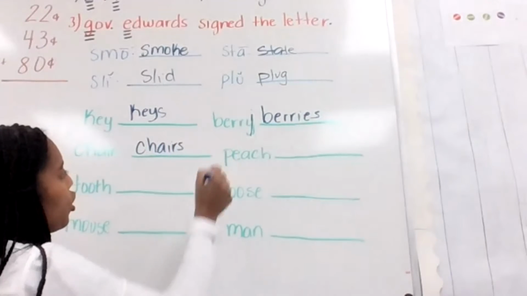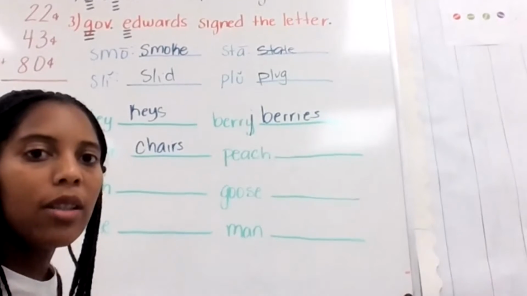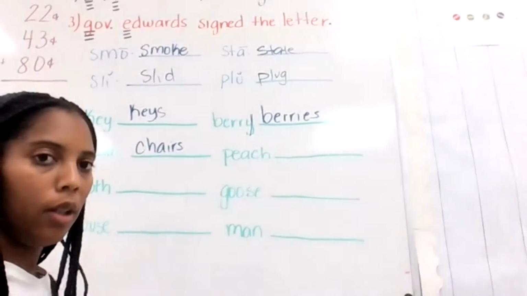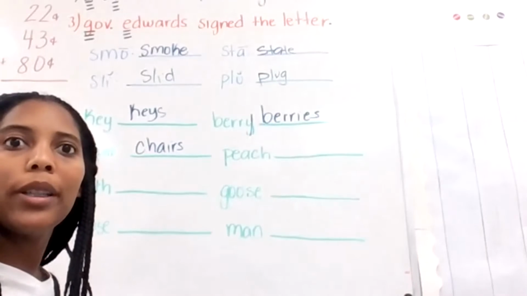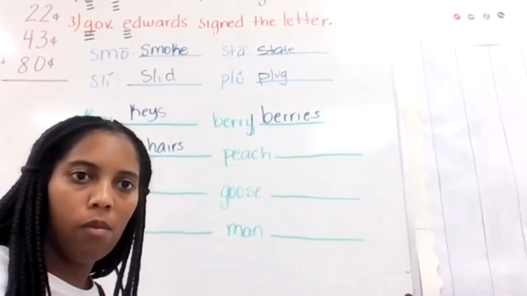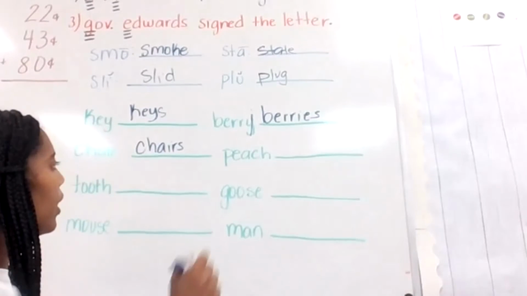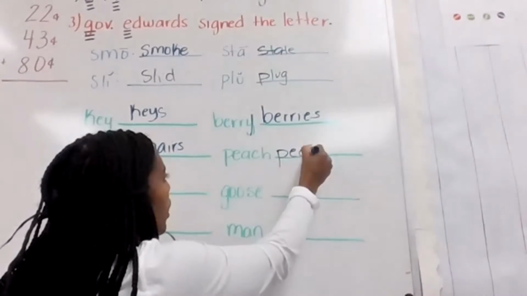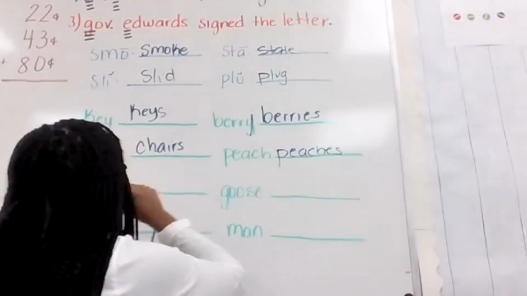Next I have peach. Let's turn peach singular into peaches plural. Harlan, what am I doing? P-E-A-C-H-E-S. Add ES because of that CH. So peaches.